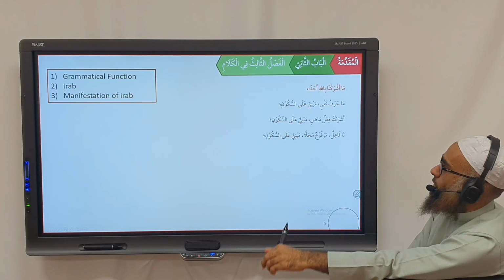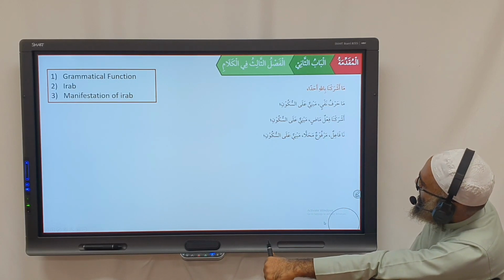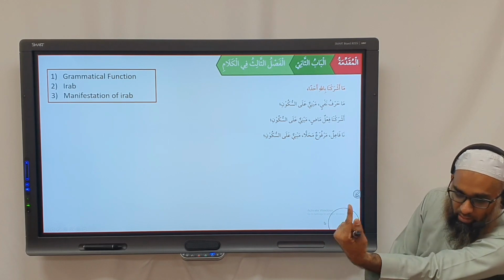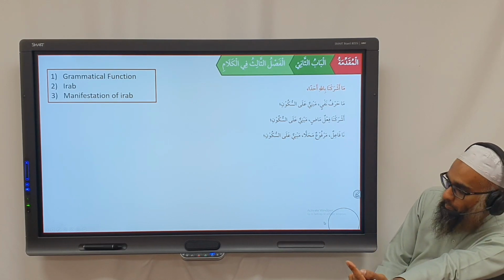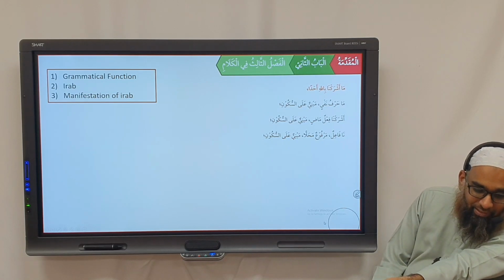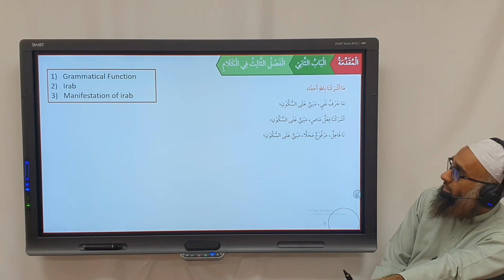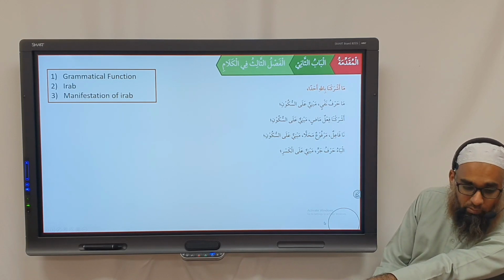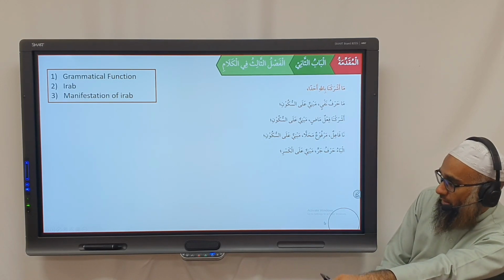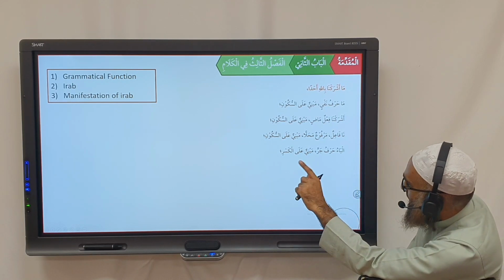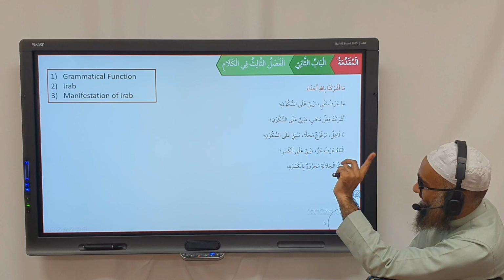مرفوع محلا مبني للسكون. Next one. So باء حرف جر مبني على الكسر. Good. Then لفظ الجلالة اسم مجرور بالكسرة.